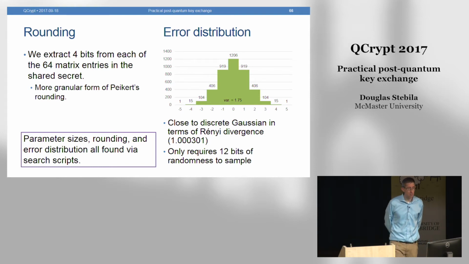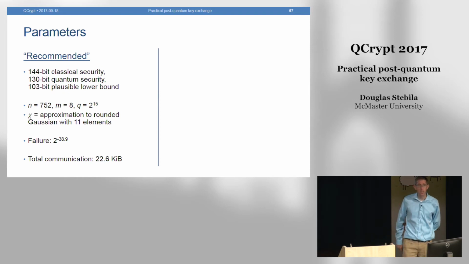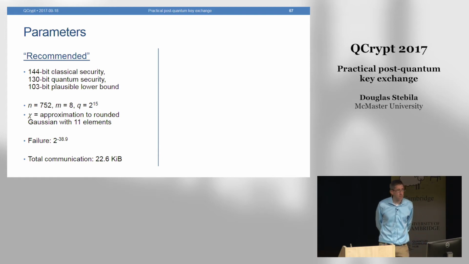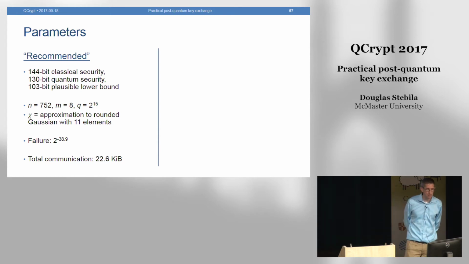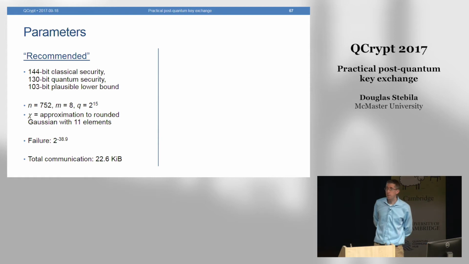And for example, the parameters we got for Frodo achieve this level of security. So based on our best known attacks, we have 144-bit security against classical adversaries, 130-bit security against quantum adversaries, with matrices of size 752 by 8. Okay? And this results in total communication of 22 kilobytes, summing Alice and Bob's messages together. And a failure probability of around 2 to the minus 39. So with probability 2 to the minus 39, rounding will not work, and they'll get different values. For many scenarios, 2 to the minus 39 is sufficiently small. Network packets on the internet are lost with probability much higher than 2 to the negative 39.